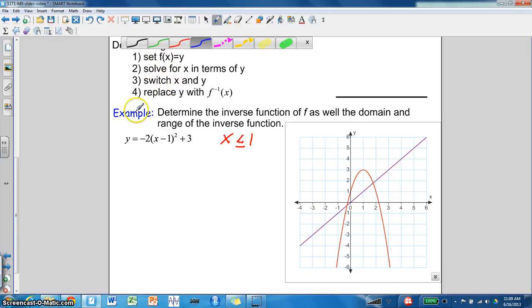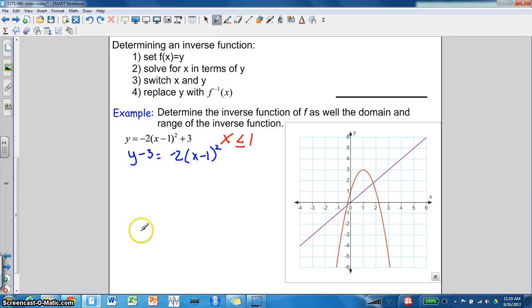So I set f of x equal to y. That's already been done for us. Second step, and this is the step that is the most algebra, we want to solve for x in terms of y. So I want to get x alone. So I go through algebra. I do y minus 3 is equal to minus 2 parentheses x minus 1 squared. Continuing, y minus 3 over minus 2 is equal to x minus 1 squared. I have to square root both sides.